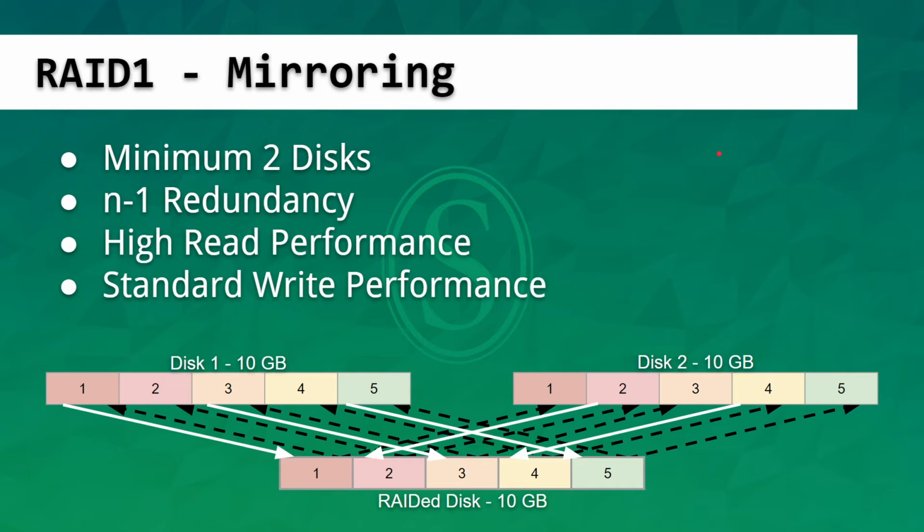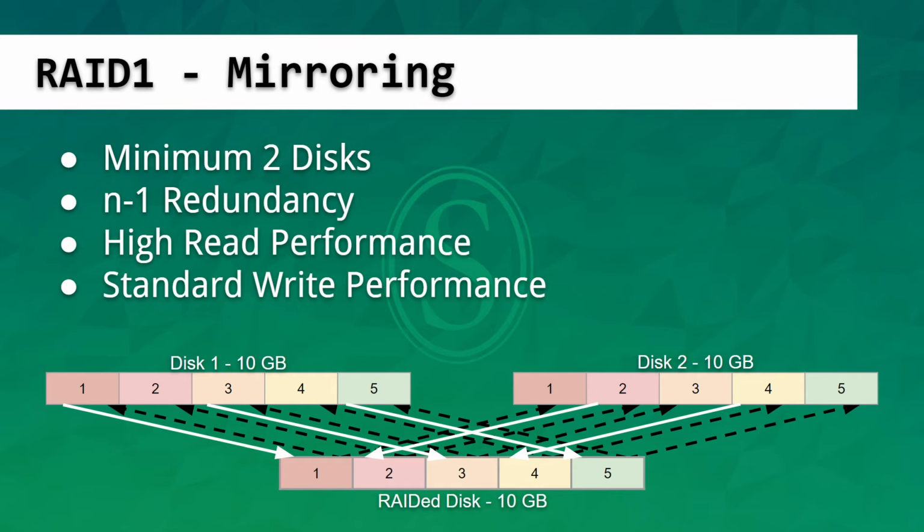So you can have more than 2 disks. You need at least 2, but you can have more than 2. But you will always have n-1 redundancy. So if you have 2 disks and 2 minus 1 is 1 disk, you could lose 1 disk. If you have 8 disks, 8 minus 1 is 7. So you could lose 7 disks.